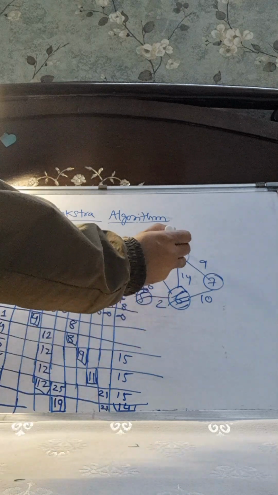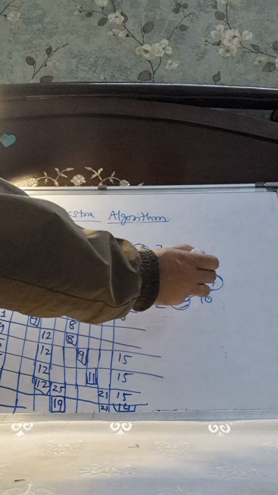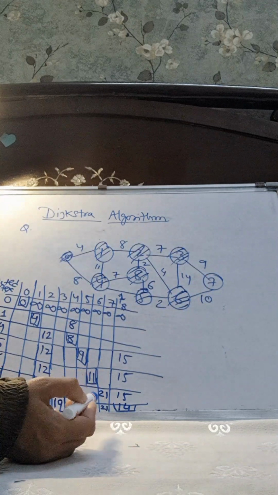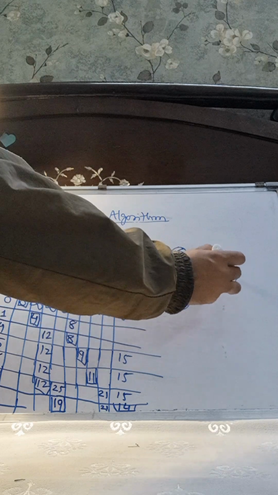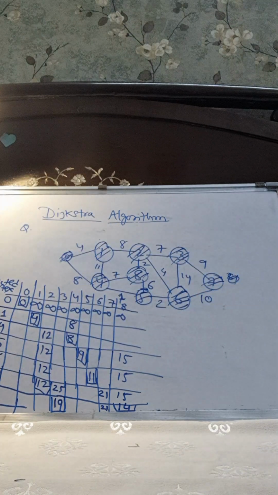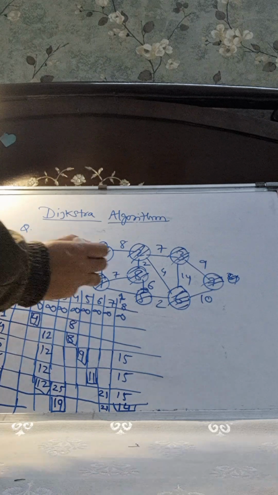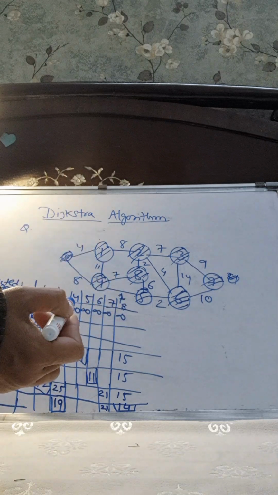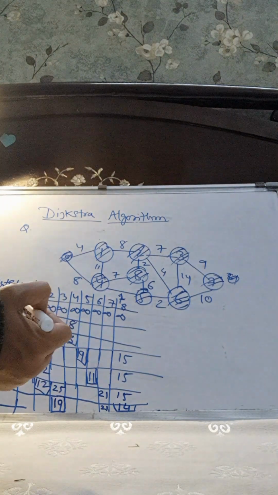So 3 has already been visited, 8 we have already done. The last vertex remaining is 7, and its cost is 21. So finally we got 21 here. Okay, so the last vertex will be visited as 7. So this is the whole process of taking source as 0 and reaching different destinations.